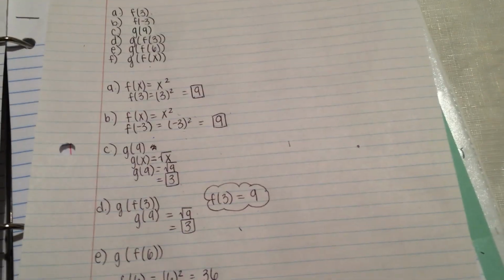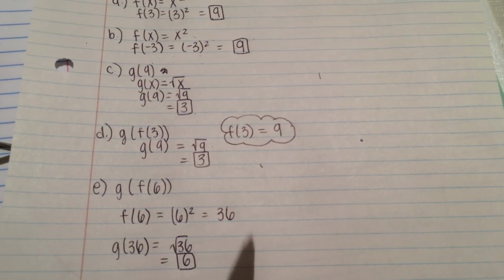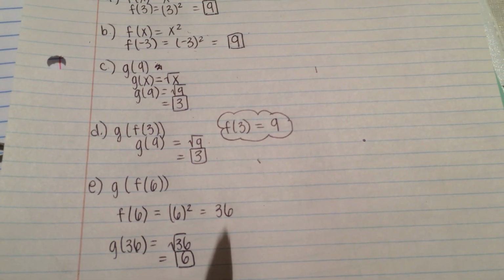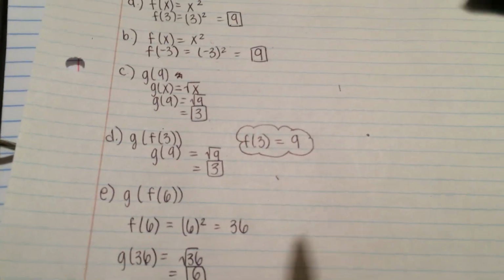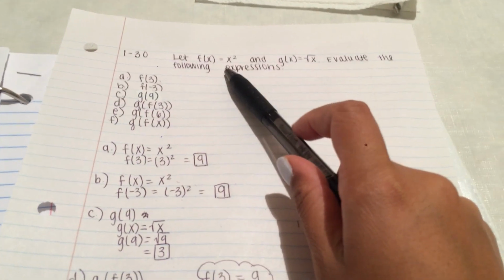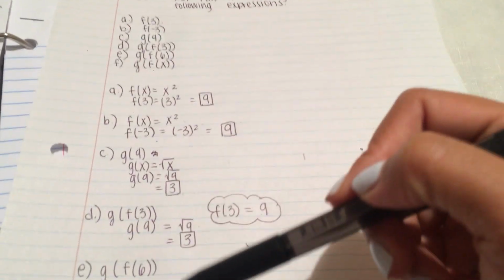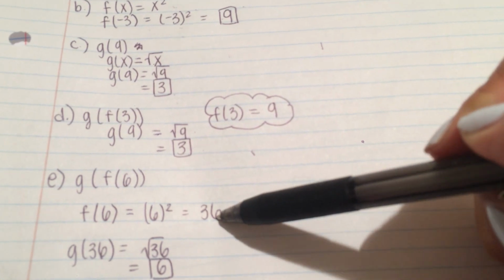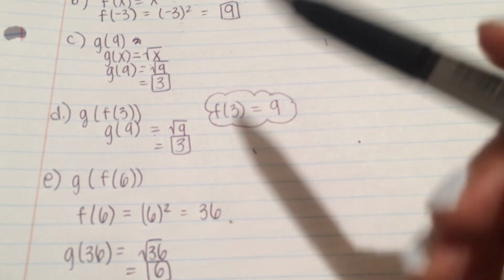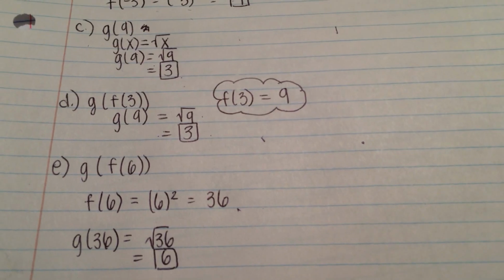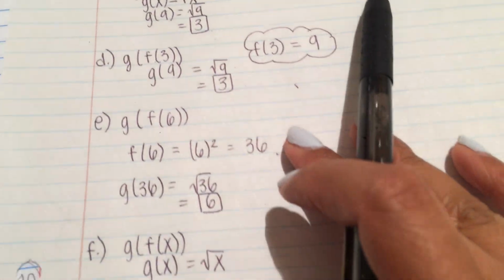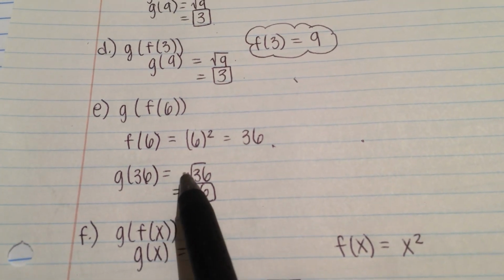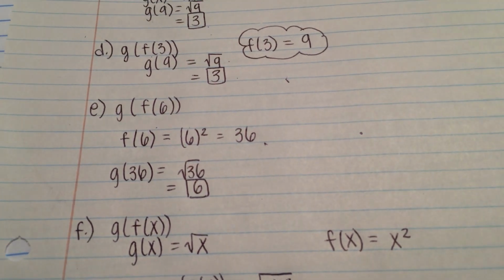For problem E, here it is asking g of f of 6. So again, evaluate the inner function. So f of 6 is, so f of x is x squared, found up here. So you plug in 6 for x, and that becomes 36, because 6 squared is 36. And then you plug 36 into g of x. So g of 36 becomes the square root of 36, which equals 6.